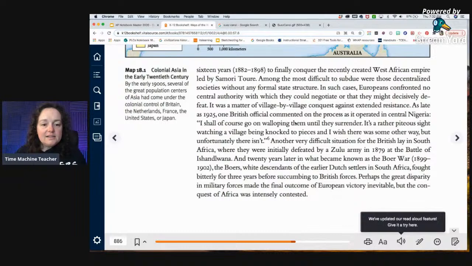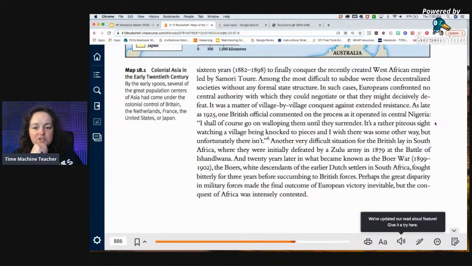As late as 1925, one British official commented on the process as it operated in central Nigeria. He said, "I shall, of course, go on walloping them." Walloping? I think that's the word. "Until they surrender. It's a rather piteous sight watching a village being knocked to pieces. And I wish there was some other way, but unfortunately there isn't."